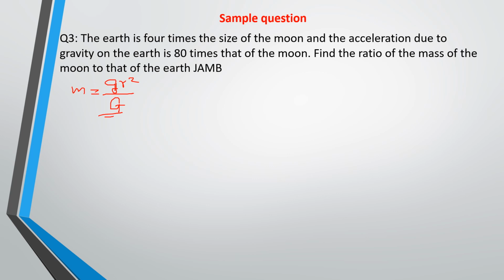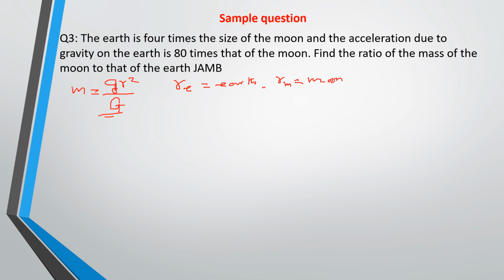So in this particular question, you are given the size of the Earth and the size of the Moon, and the size of the Earth and the size of the Moon is determined by their radius. Okay, so if RE is the radius of the Earth, and then RM is the radius of the Moon.